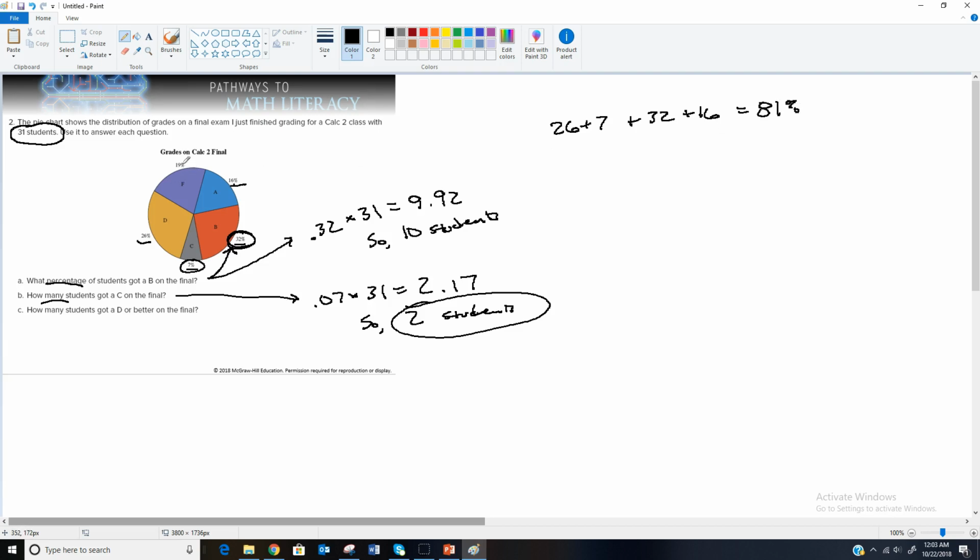The other way we could have done that is we could have gone up here and said, well, if you didn't get a D or better, that means you got an F. So we could have taken 19% from 100% to get that 81% also. But either way, we have 81% of the students, and there's 31 students still. So 0.81 times 31 comes out to be 25.11, so it would be 25 students. So 25 students out of the 31 got a D or better. That means that 6 must have failed.